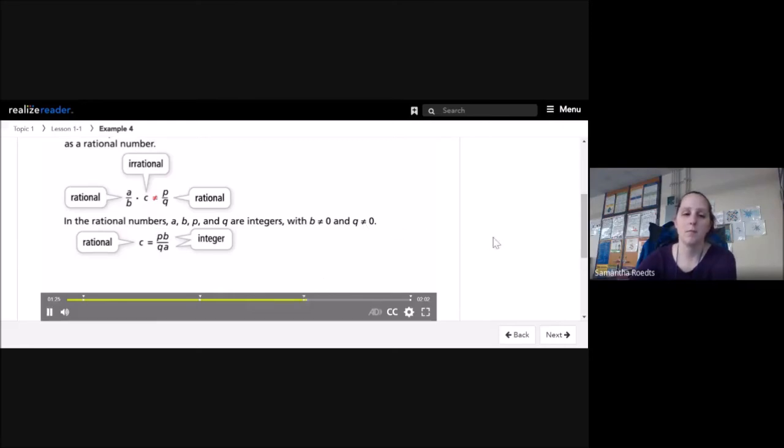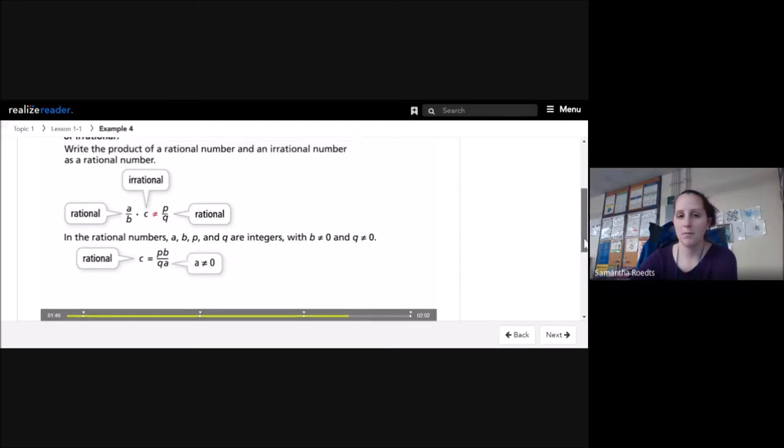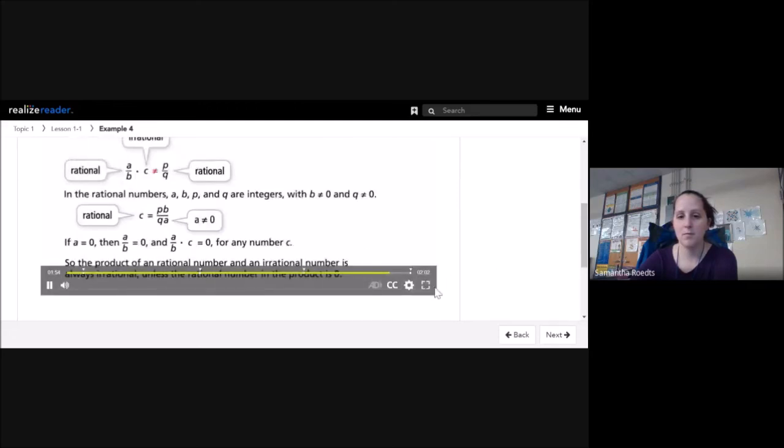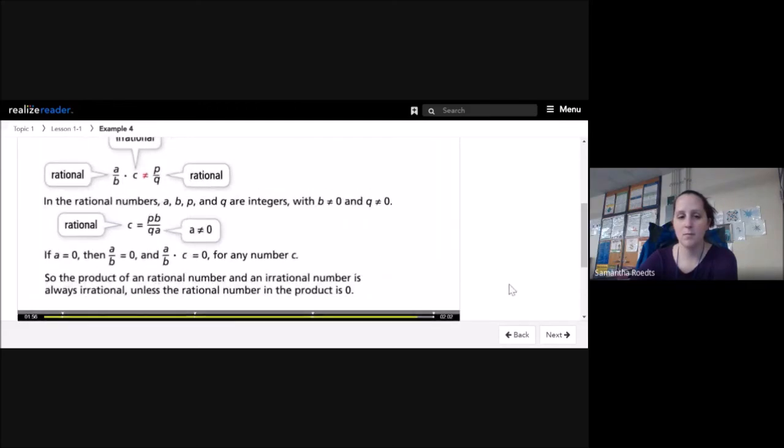When you multiplied both sides of the equation by the reciprocal of A divided by B, you were dividing both sides by A and multiplying by B. Also notice that in order to divide by A when calculating C, you have to assume that A is not equal to 0. If A equals 0, then A divided by B equals 0, and A divided by B times C equals 0 for any number C. So the product of a rational number and an irrational number is always irrational, unless the rational number in the product is 0.